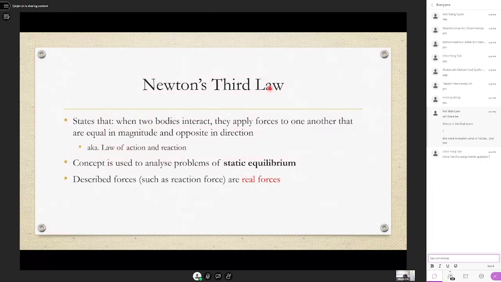More like the assignment questions. Assignment one, right? You are referring to assignment one because assignment two is just like a project. Assignment one, yes and no. So yes, why yes? Because it's also similar. It's questions that ask you to calculate the forces. What is the force in the rope? What is the acceleration of the vehicle? It will be questions like this.